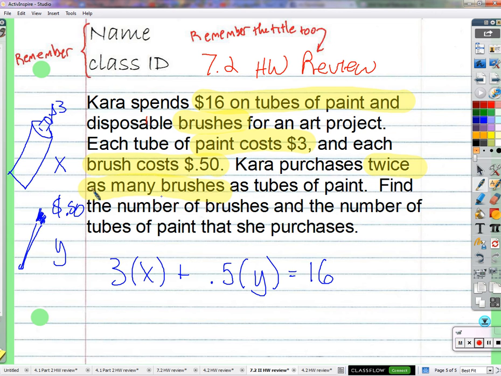Now she also buys twice as many brushes as tubes of paint. So what's there more of, brushes or tubes of paint? Twice as many brushes. So in other words, it's going to be 2 times something equals the other thing. Would you multiply the tubes by 2 or the brushes by 2? Twice as many brushes as tubes. So 2 times x equals y. Two times the number of tubes equals the number of brushes. Now we have two equations, right? Y equals 2x.